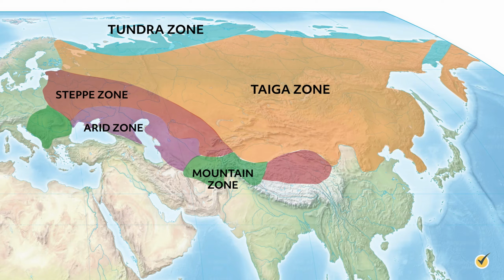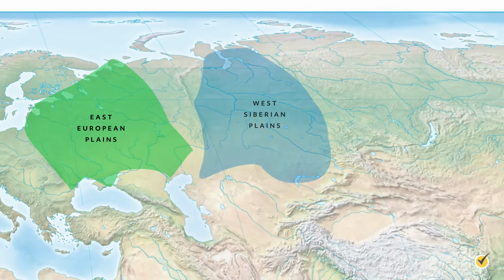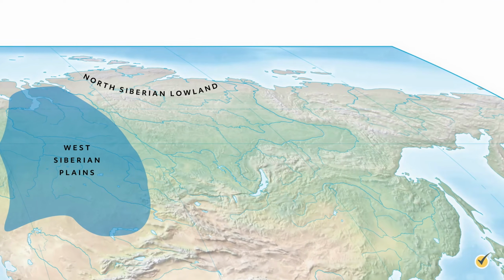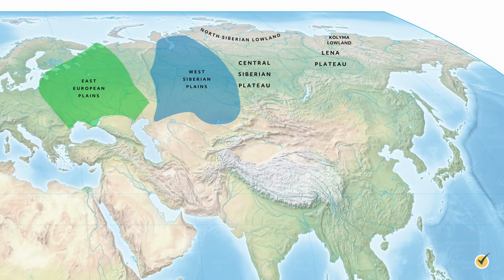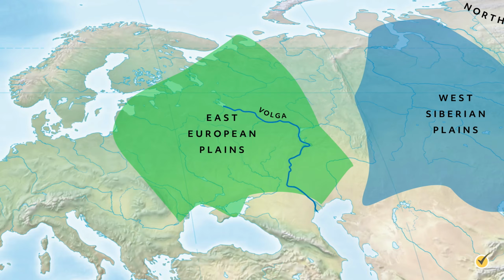Within these zones exist several smaller delineations, including the East European and West Siberian plains, 2 lowlands, the North Siberian and the Kolyma in far northeastern Siberia, the Central Siberian Plateau, the Lena Plateau to its east, and 2 sets of mountainous areas. Russia also contains Europe's longest river, the Volga, and its largest lake, Ladoga.